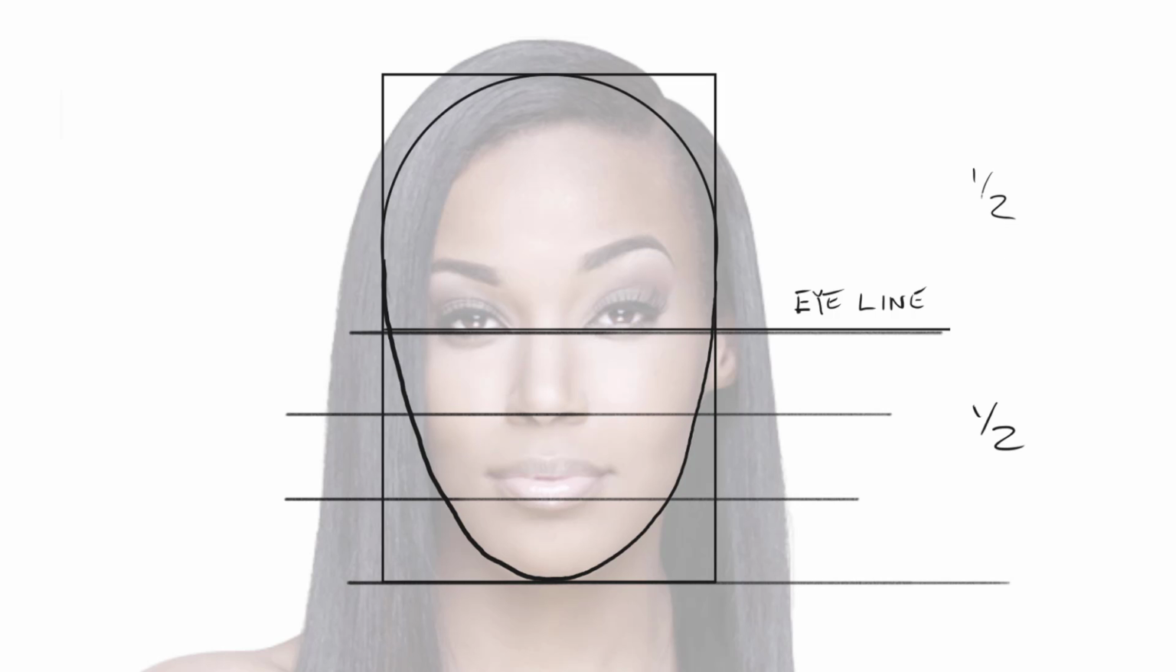Once the eye line is established, divide the space between the eye line and the bottom of the chin into thirds. About 1/3 down from the eye will give you the bottom of the nose. Another third down from there will give you the bottom of the lower lip.